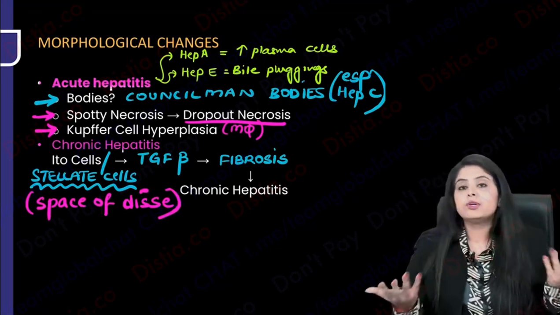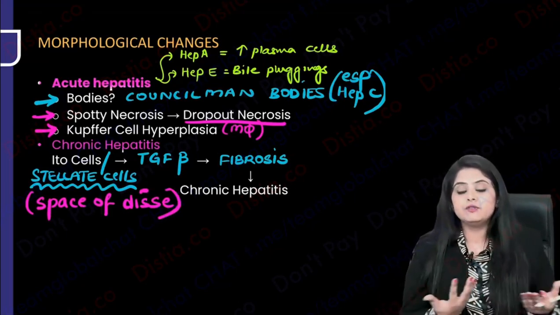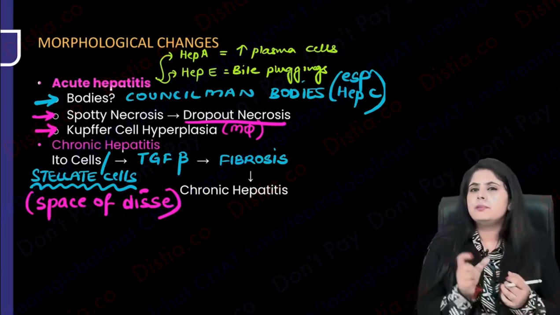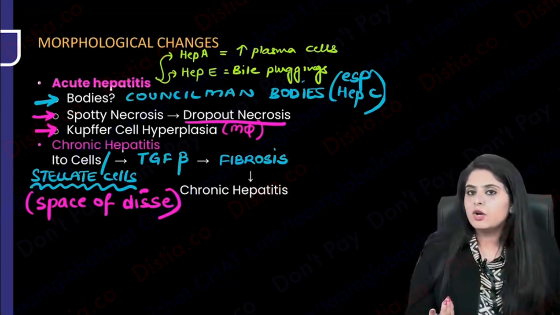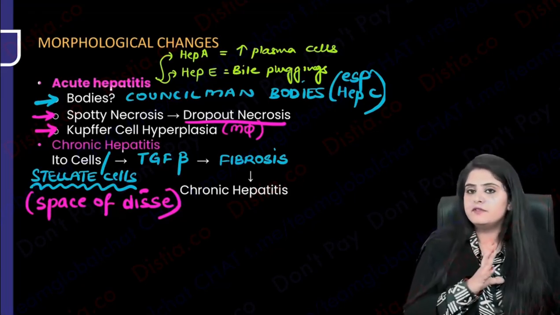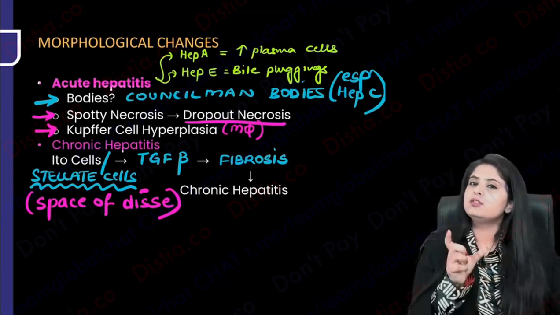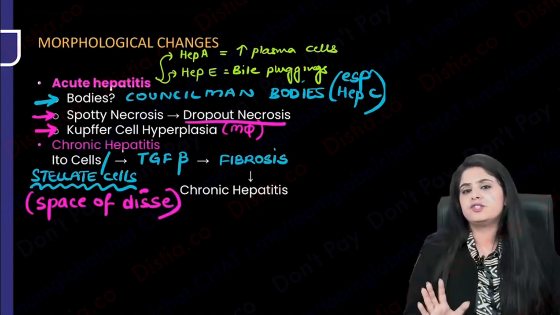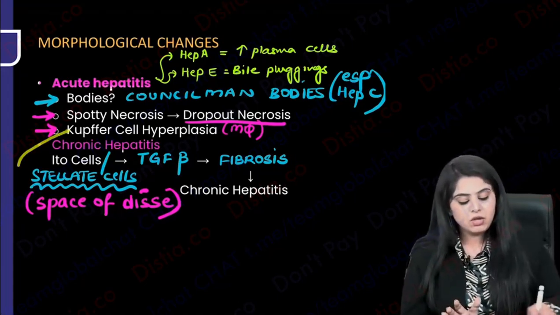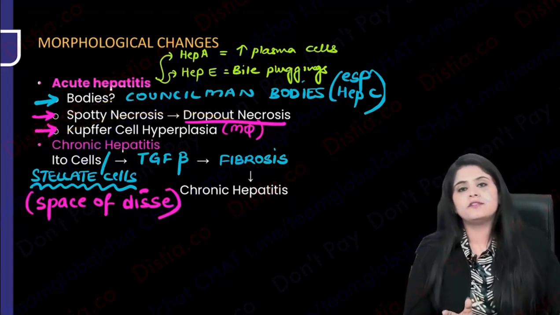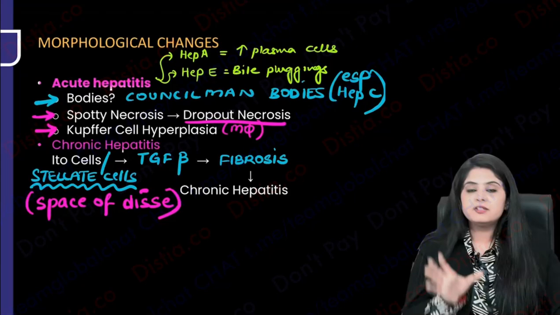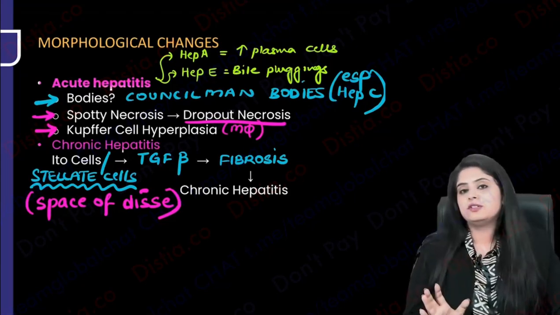If you say, ma'am, I don't know what you're talking about, Ito, stellate, space of Disse, these are Greek words to me, pick up the liver chapter. Maybe you've not read pathology as of now. Pick up the liver chapter. If it's not in your agenda, never mind. Listen to the first 7 minutes of that chapter. Because over there, all the normal anatomy of the liver is discussed. After that, you can read it whenever you want to. But the first 7 to 8 minutes of that chapter is enough for you to understand.